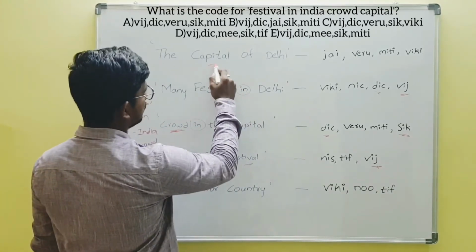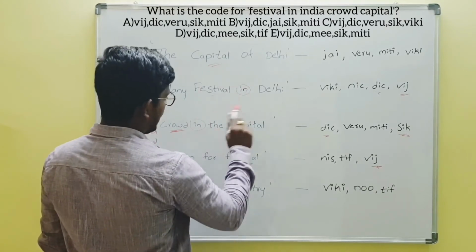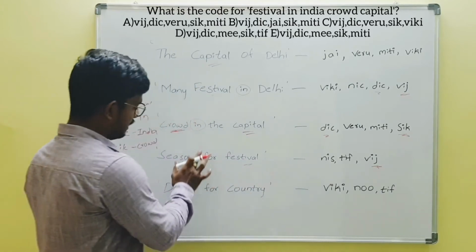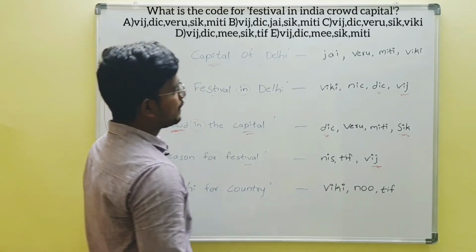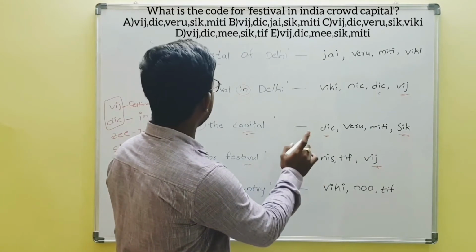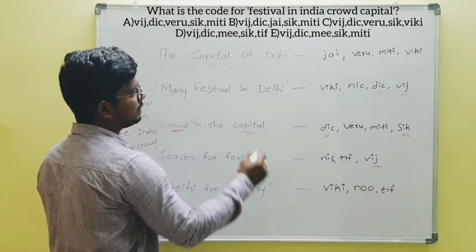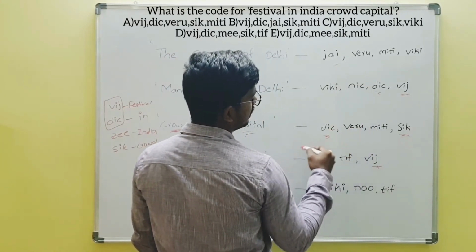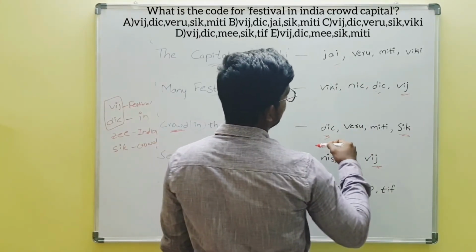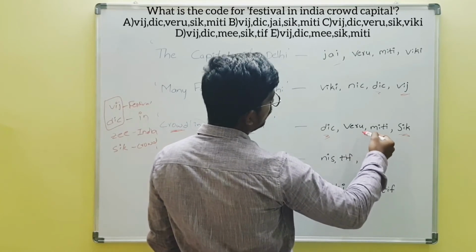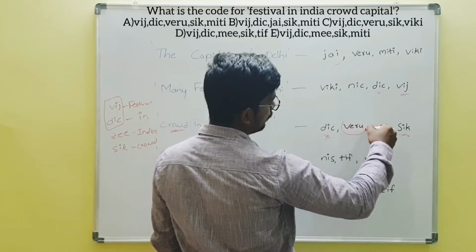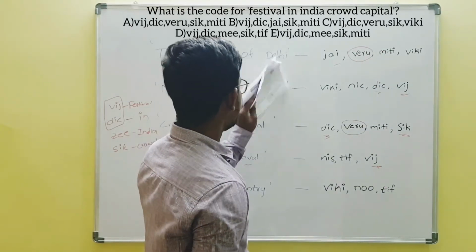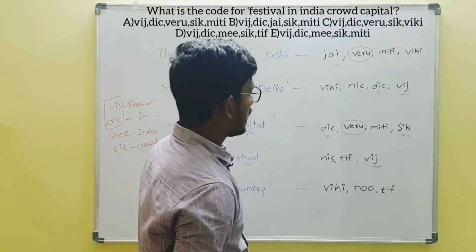See, here in the first statement capital is used, and in the third statement it is used, and in no other. So I have to choose the code such that it is present only in the first statement and in the third statement. If I look at the codes of the first and third statements, what I obtain here is, see, VERU is the only code which is used in the first statement and in the third statement.